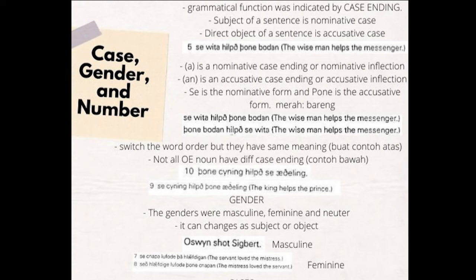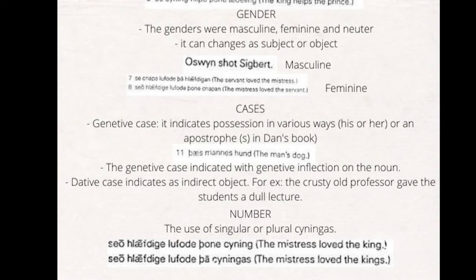And the next one, I'm going to explain the gender. Genders were masculine, feminine, and neuter. It can change a subject or object. For the example, in the masculine, both of the nouns are preceded by the determiner of masculine form. And in the feminine, we can see in the example there.